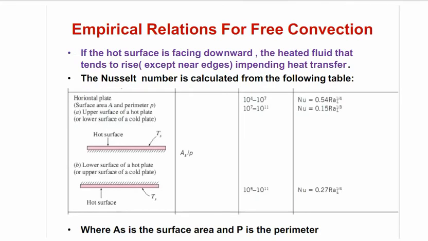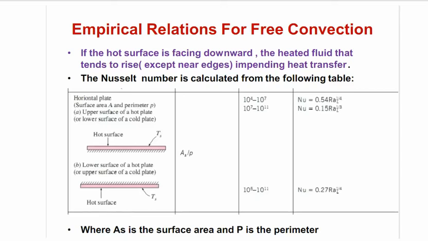Next we have the empirical relations for free convection on a horizontal plate. If the hot surface is facing downward, it means the hot face of the plate is acting downward and the upper face is at constant temperature or colder than the lower face. The heated fluid that tends to rise is impeded, except from the edges, which impedes the heat transfer.